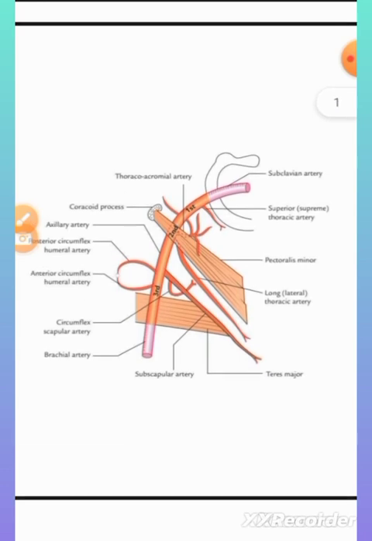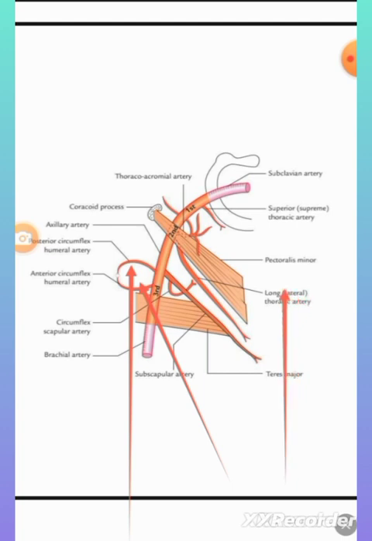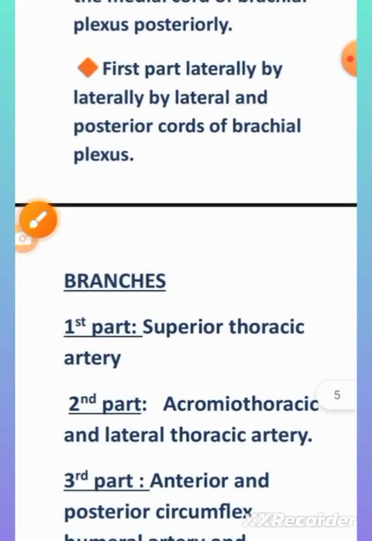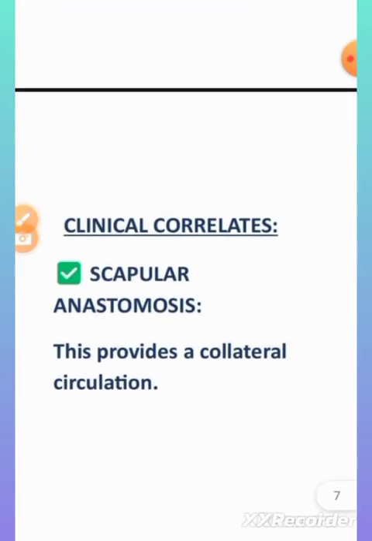Still in the image. When you check, this is the posterior circumflex, kind of posterior, and this is the anterior circumflex humeral artery, and then the thoracic artery, kind of branching from the first one. Let's go back. Let's read the clinical correlates.